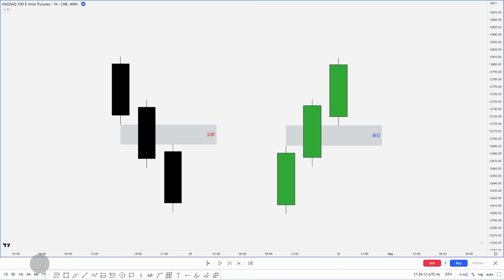The next thing we are going to go over are SIBIs and BISIs. A SIBI is a sell-side imbalance, buy-side inefficiency. What does that mean? It means that sell-side was offered, but buy-side wasn't, so it is inefficient, or simply put, a bearish fair value gap. A BISI is a buy-side imbalance, sell-side inefficiency. This means that buy side was offered, but sell side wasn't, so it is inefficient, or a bullish fair value gap.